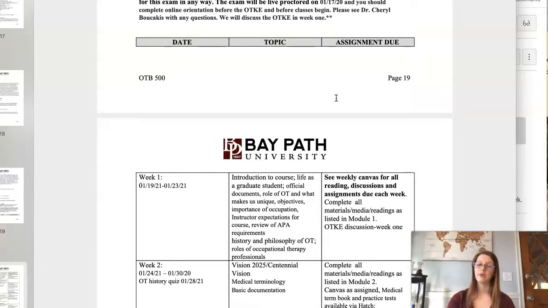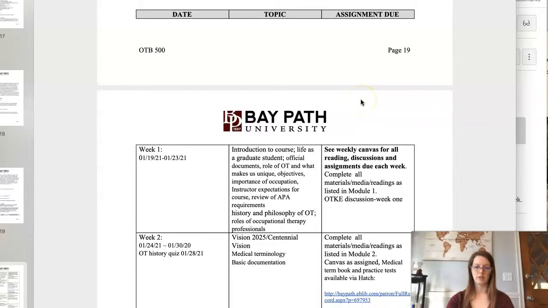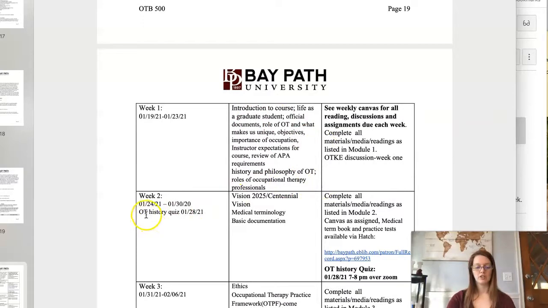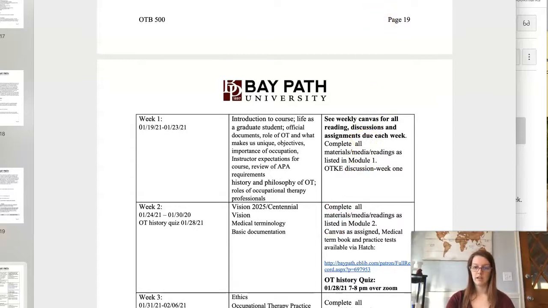And then starting here, you have the general breakdowns of what the weeks look like. So week 1, we talk about the OTKE exam. We talk about introduction. Week 2 has the dates. You have your first quiz on week 2. OT history is due by the end of the week. We talk about the centennial vision. All of this is breaking down what the assignments are due on the right. So at the end of the week, you have that quiz due, right?